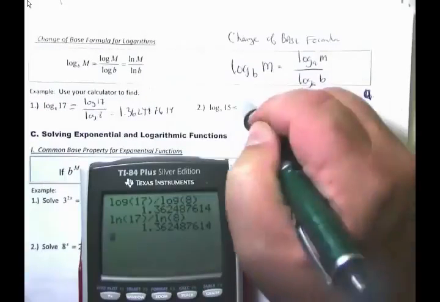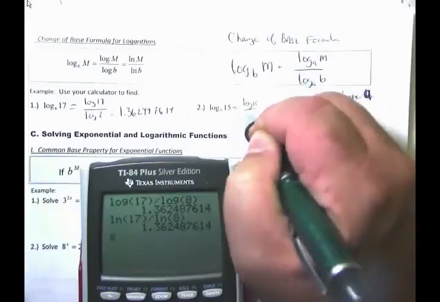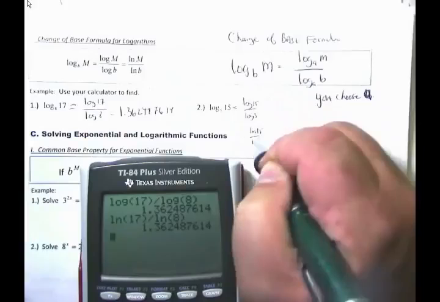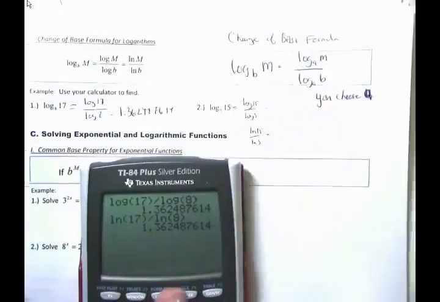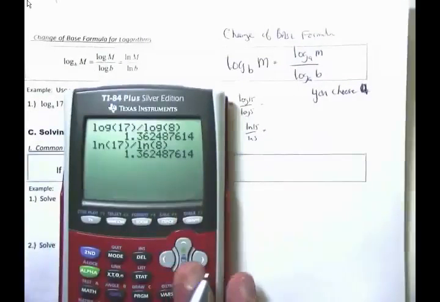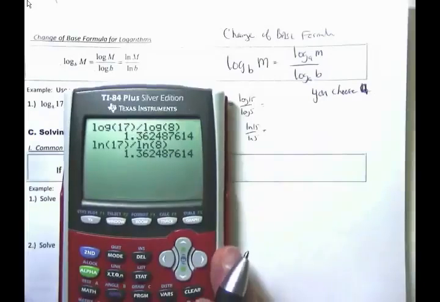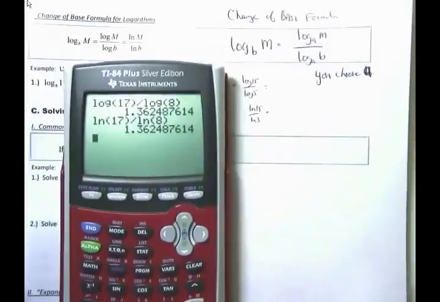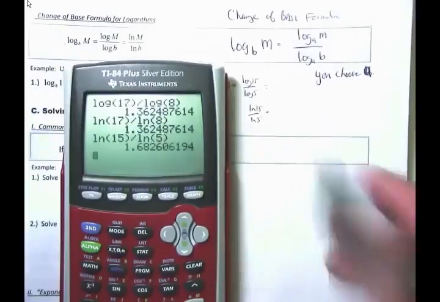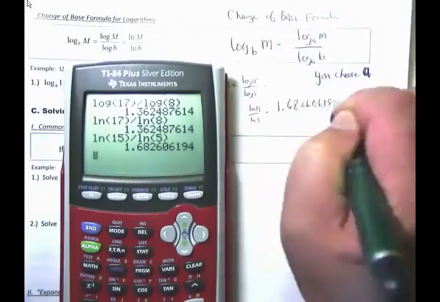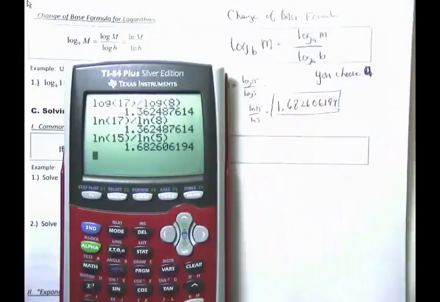Let's do one more. What is log base 5 of 15? That would be the log of 15 over the log of 5, or you can choose the natural log of 15 over the natural log of 5. It's your choice. And if you got a TI-89, you'll notice that you got to go hunt for the common log button. All you've got on that calculator is the natural log button being shown to you guys. So let's just do that one. That'll be natural log of 15 divided by the natural log of 5. And I get the answer 1.682606194. Does that make sense?